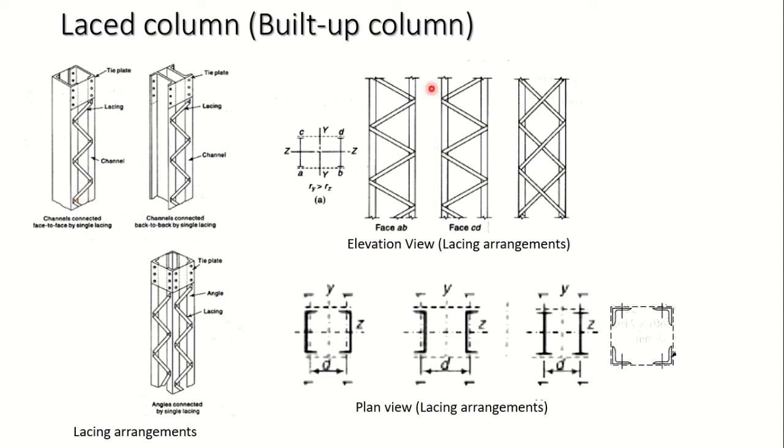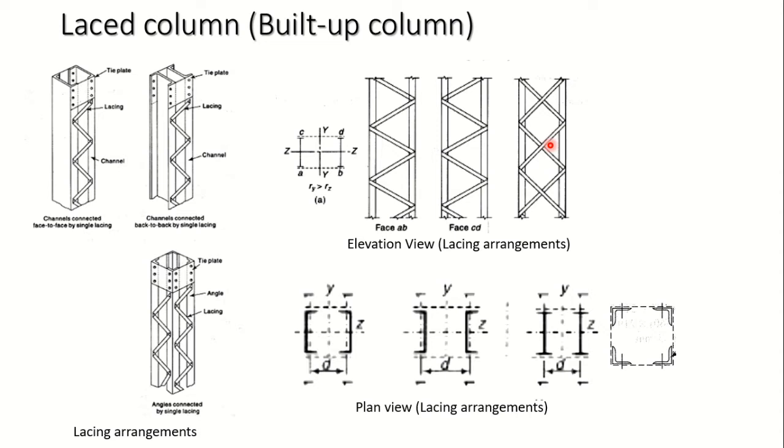You can have a single lacing system, which is what you see here, or here it is a double lacing system. Two lacing bars are crossing each other, provided in this form. Here there is only a single lacing system: a single bar runs for the entire length of the column in one direction, and there will not be any crossing of the lacing bars. This is how the lacing arrangement has been shown, either single lacing or double lacing.